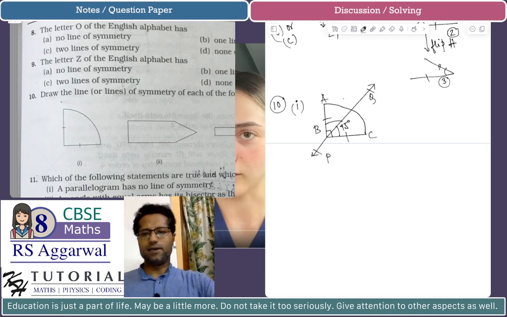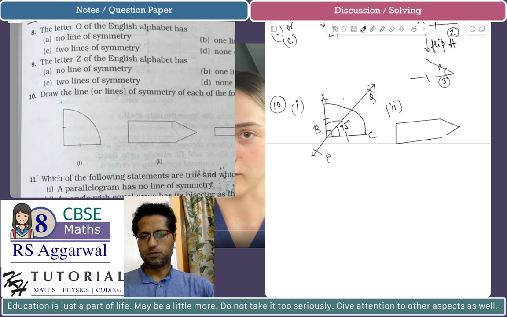Okay. So I guess this figure, which is a quarter of a circle, has one line of symmetry. What about this figure? It is something like this. So I guess these two sides are equal, this side is equal, and this is a right angle.